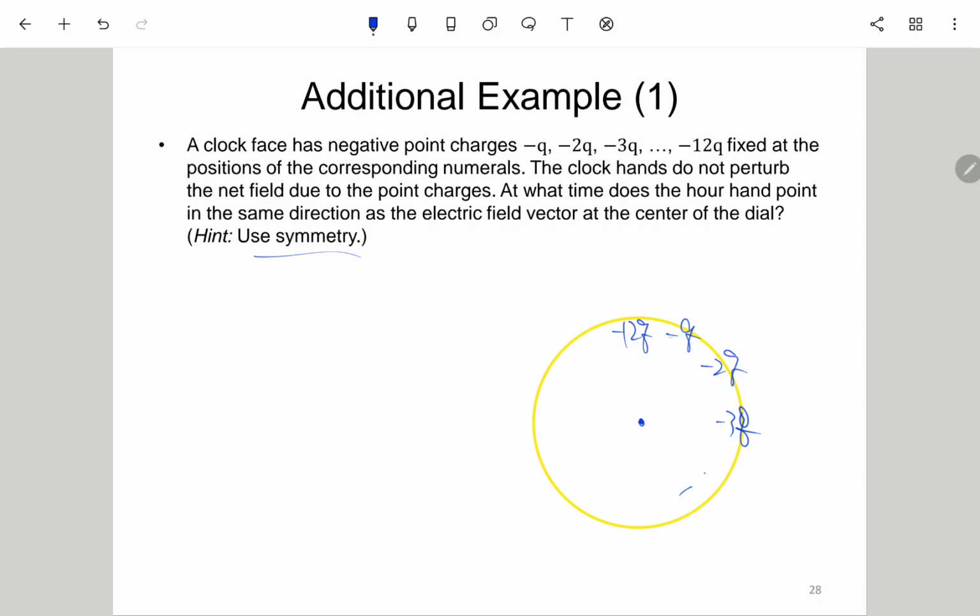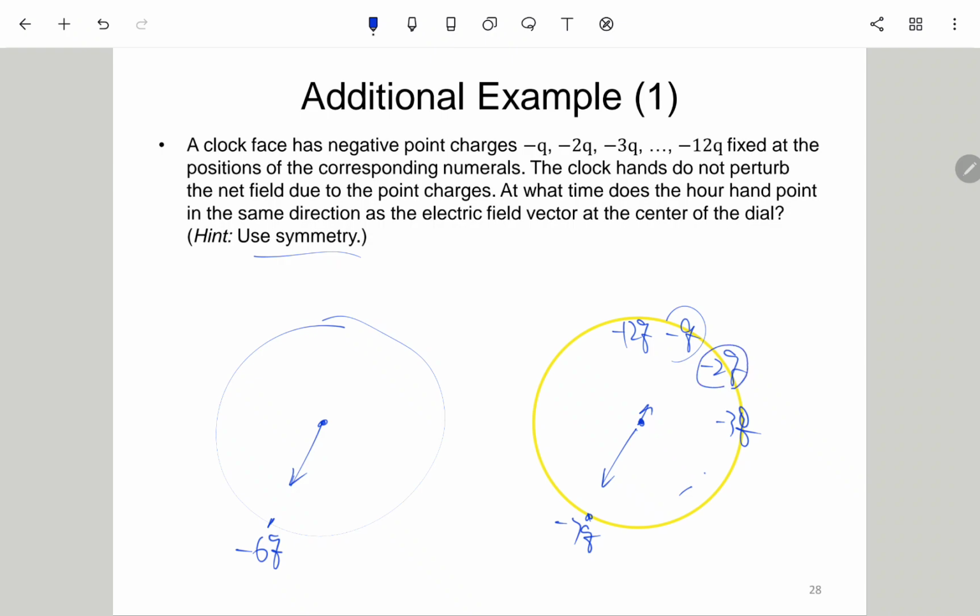For negative Q and negative 7Q, they can partly cancel, so it remains negative 6Q. When we consider the E field, the negative Q will generate a small E field pointing to the top right, and negative 7Q will generate a large E field pointing to the bottom left. So they partly cancel. It becomes something like negative 7Q remaining, and then we remove that one. So it will be equivalent.